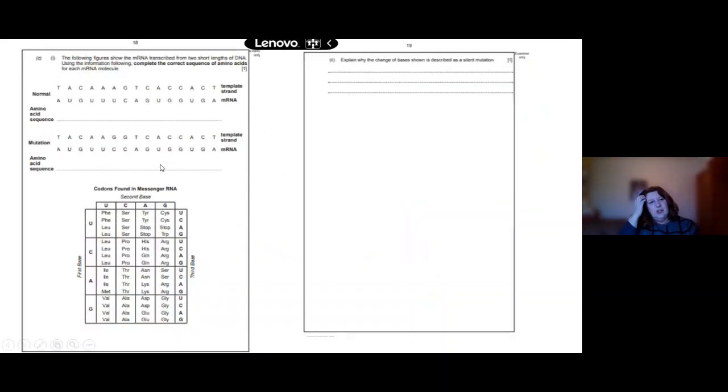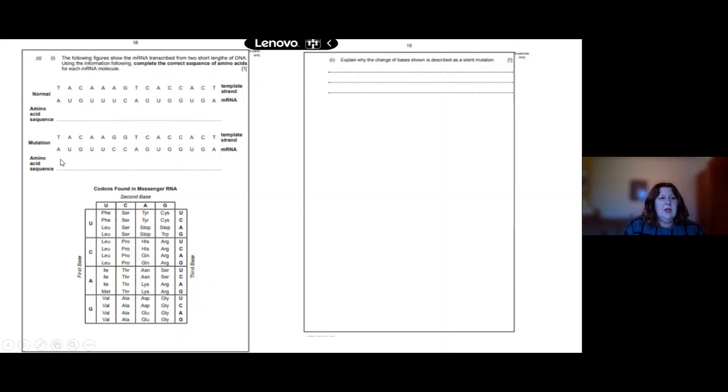Let's look at another question here. This one says the following figures show the messenger RNA transcribed from 2 short lengths of DNA. Using the information following, complete the correct sequence of amino acids for each messenger RNA molecule. So we've got a template strand that they're telling us is normal. Then we've got a messenger RNA strand, and an amino acid sequence, which we can work out from that using our table at the bottom. And then we've got another sequence.